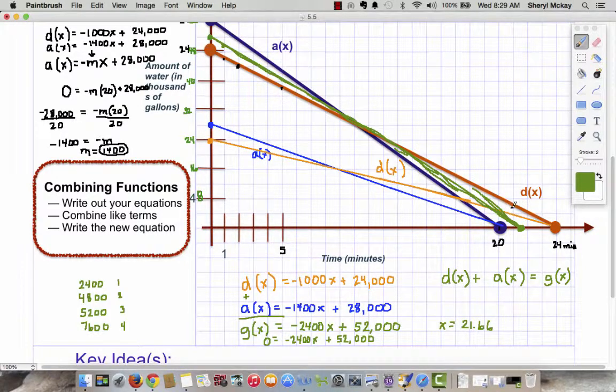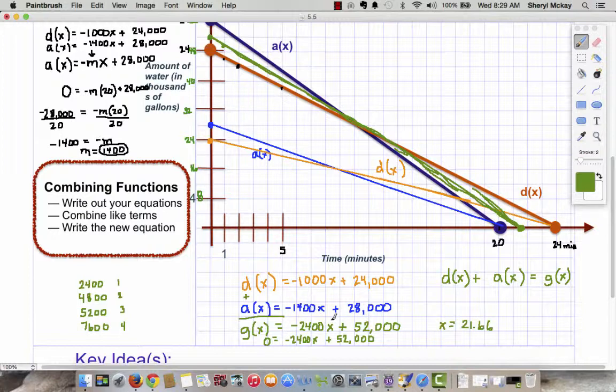So this green line is the combination of these two down here. Okay, we just combined these two functions, this d of x and this a of x. So it will take 21.66, so 21 minutes and 40 seconds for Allie and Dane to drain both pools, which equal 52,000 gallons, okay? And they're draining at 2,400 gallons per minute. So we've just combined these two.